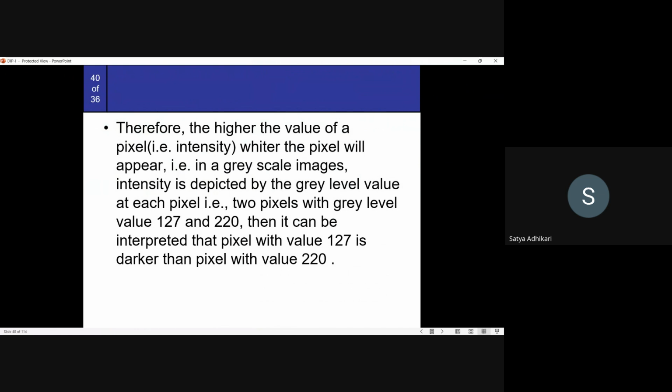Take two pixels with gray level values 127 and 220. Suppose there are two pixels, the first one is 127 and another is 220. It can be interpreted that the pixel with value 127 is darker because it is closer to 0 as compared to 220. So that is why 127 is darker than the pixel with value 220. 220 is closer to 255.